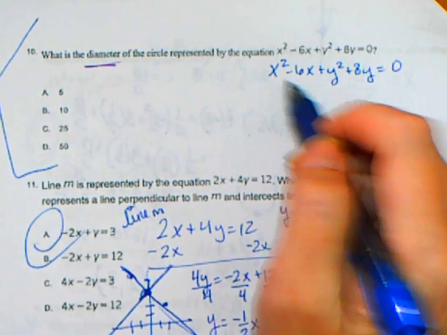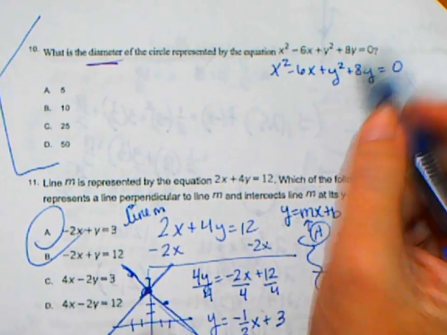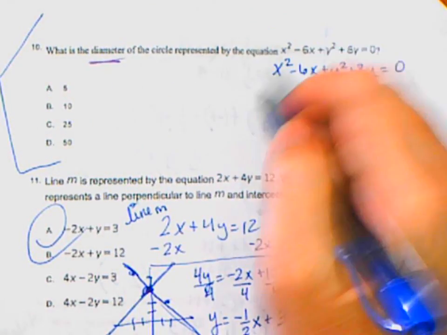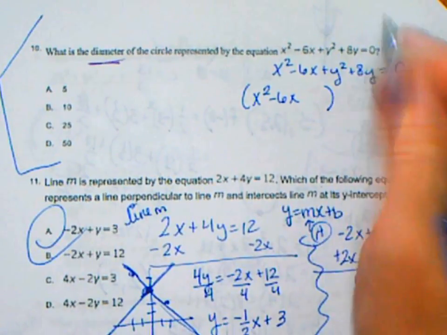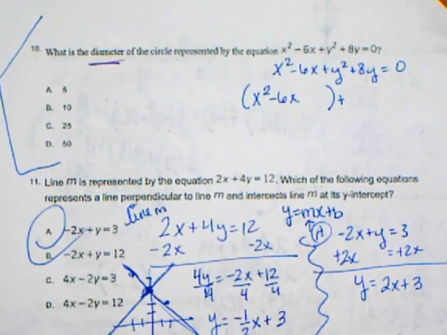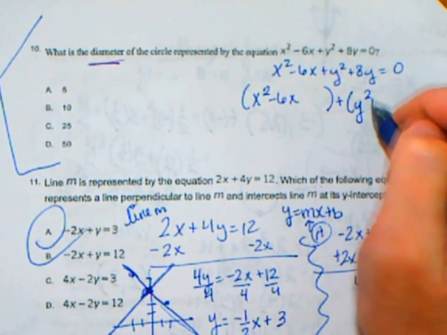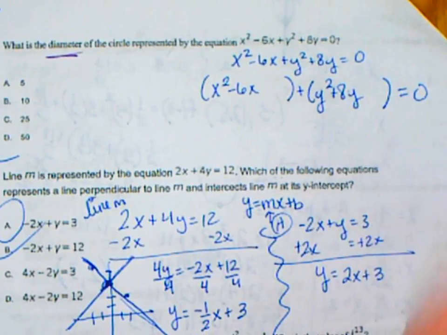Now look, they already have their x's grouped together and their y's grouped together, don't they? So I'm just going to rewrite it with parentheses and then leave myself a little space for the constant that I'm going to add when I complete the square. So I'll have x squared minus 6x, leave a space, plus y squared plus 8y, leave a space, equals 0.